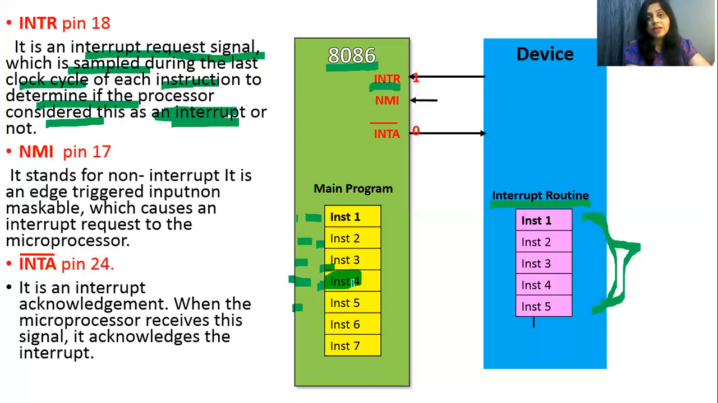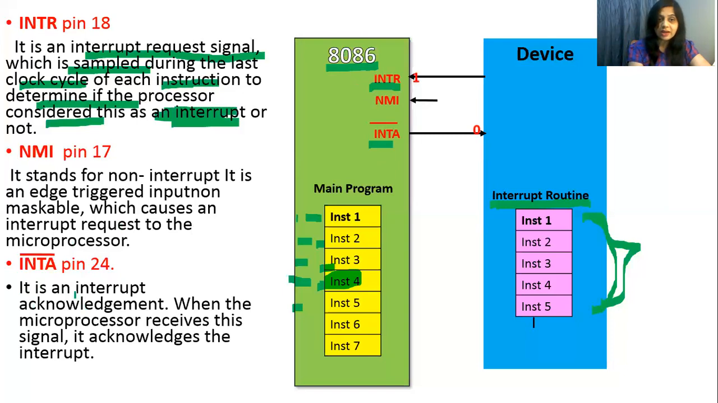It will complete the execution of instruction 4 and will send acknowledgement to this device by sending logic 0 on this pin. What is this pin? It is INTA bar. It is active low. That means it is active when it transfers 0. This is acknowledgement of the interrupt. That means sending 0 on this pin means 8086 is ready to execute this interrupt routine. 8086 is ready to accept the interrupt.